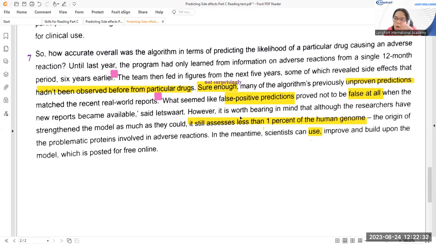But it only uses 1% of the human genome. So that is the conclusion. Even though we are proving things, it's becoming much stronger, and scientists have strengthened it. The writer did not say they are going to strengthen it, but that they have strengthened the model, but it only uses 1%. So that's why C is the answer.